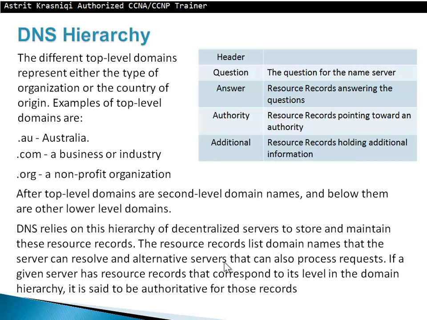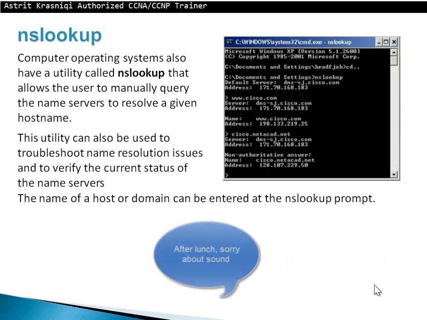So DNS relies on a hierarchy of decentralized servers to store and maintain those resource records. The resource records list the domain names that the server can resolve and alternative servers that can also process requests. If a given server has resource records that correspond to its level in the domain hierarchy, it is said to be authoritative for those records.